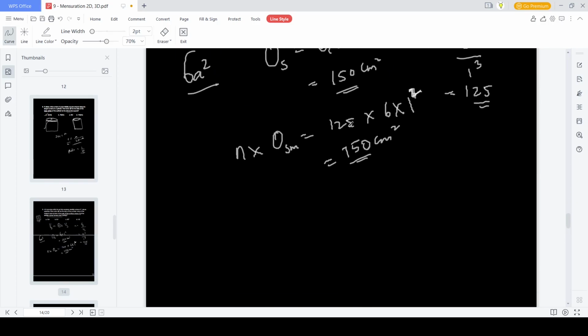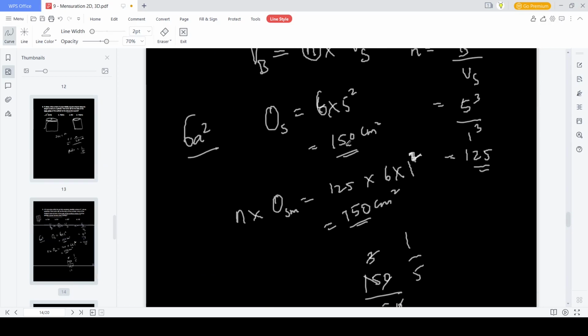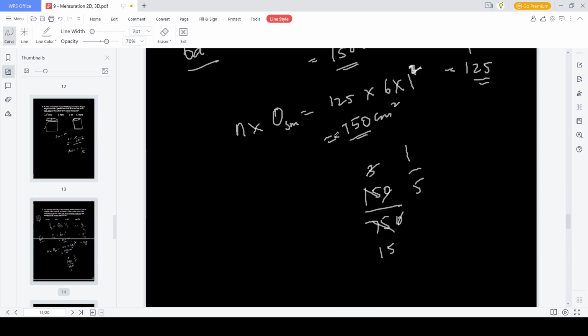Now we have to take the ratio. That becomes 150 by 750. This and this cancel, this goes 3 times, this goes 15 times, this again goes 1 by 5 times. So 1 is to 5 is the ratio. The original surface area will be very small, and the sum of the new surface areas will be very big.